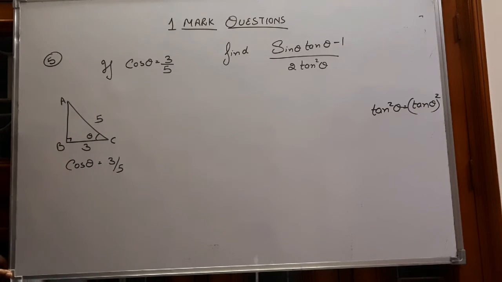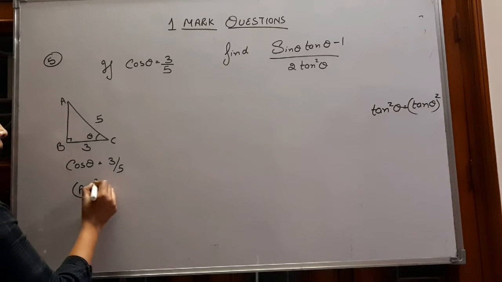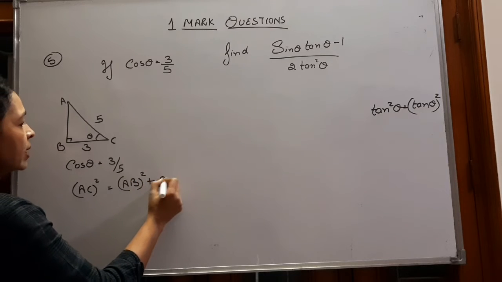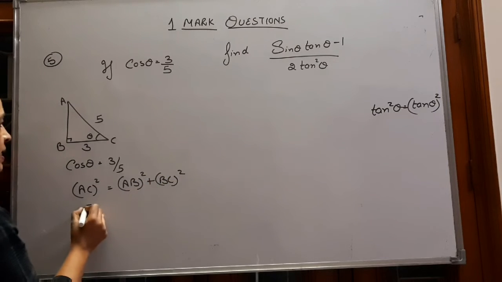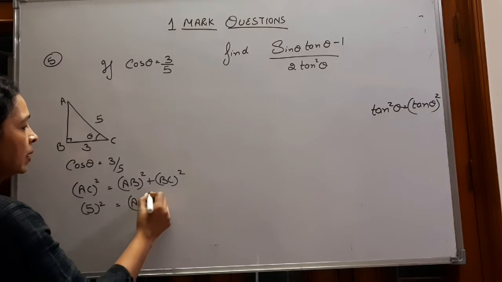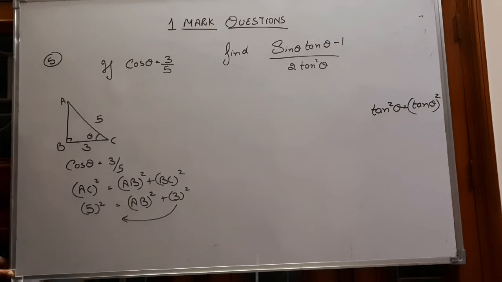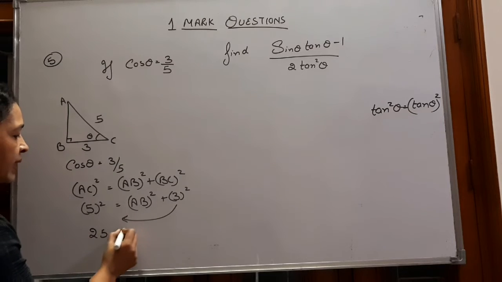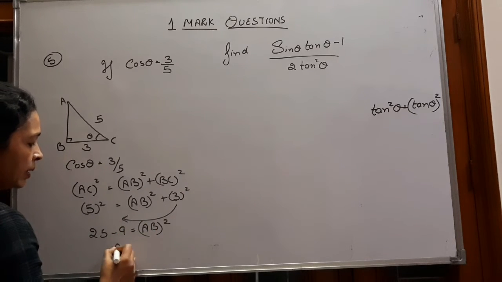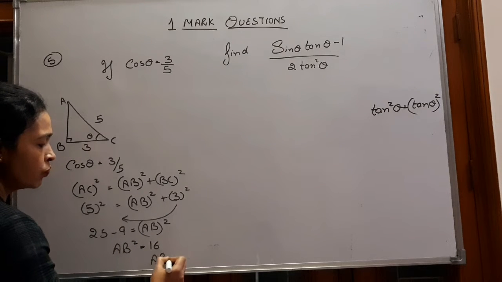Now we have to find the first side AB. As per the Pythagoras theorem, AC square equals AB square plus BC square. AC square is 5 square equals AB square plus 3 square. This 3 square goes to the left hand side. 25 minus 9 equals AB square. We have AB square as 16 and AB will be equal to 4.